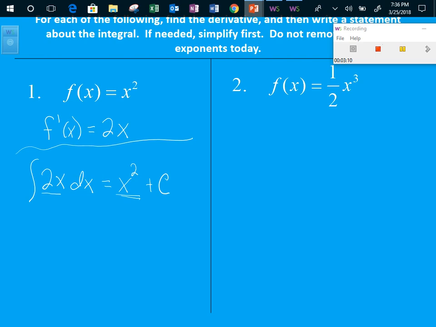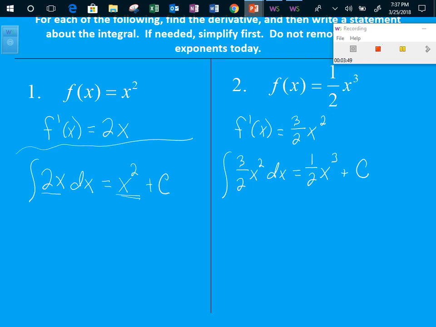Now, I took 2 or 3 minutes on that first one, but let me get going and you're going to start feeling a groove for these. So here's my number 2. I'm going to find the derivative of 1/2 x cubed. Its derivative is 3/2 x squared. Here comes the true statement. The antiderivative of 3/2 x squared dx, in notation, is 1/2 x cubed plus c.